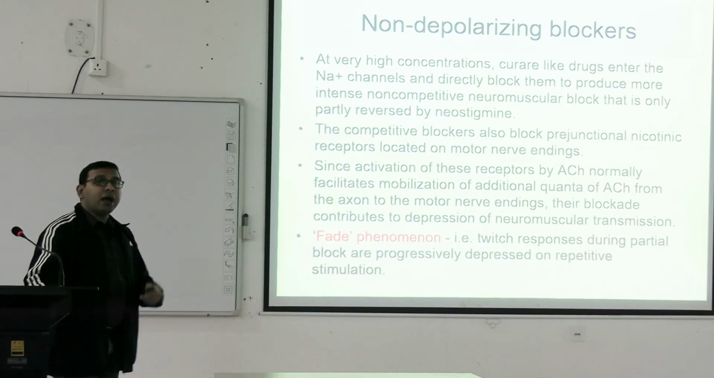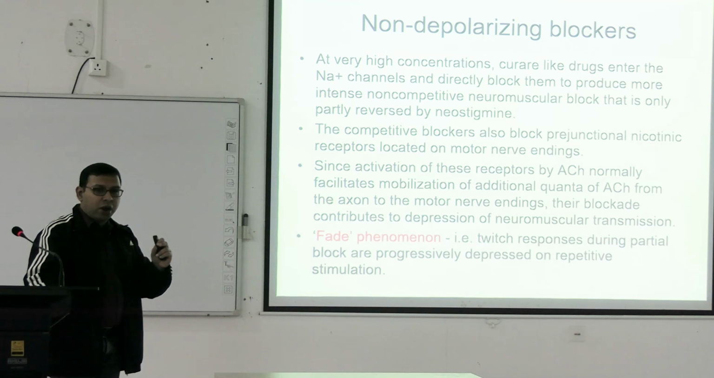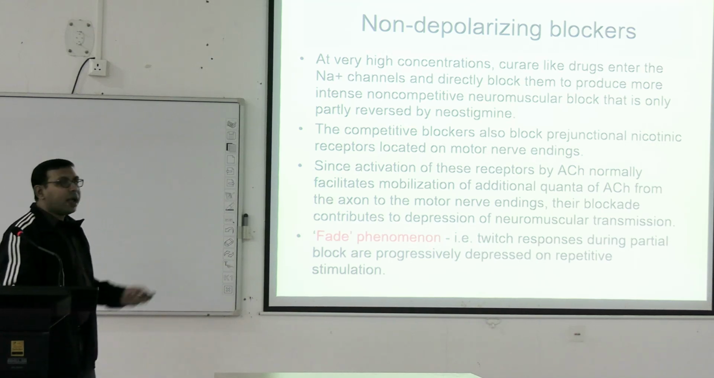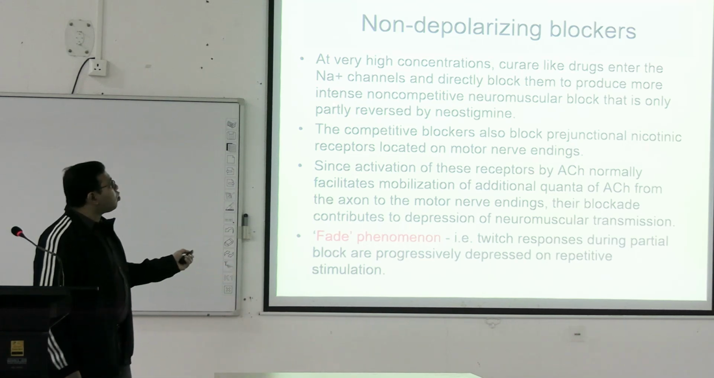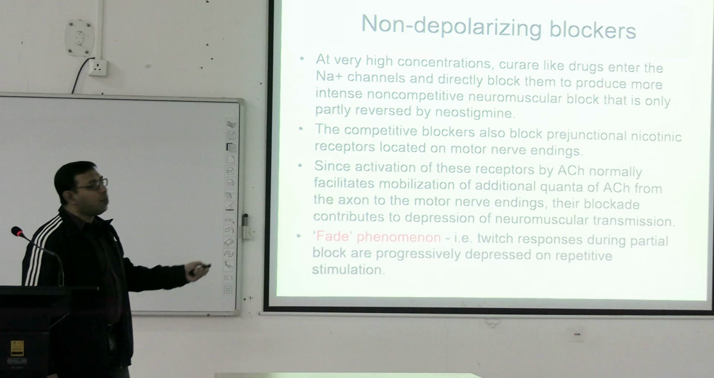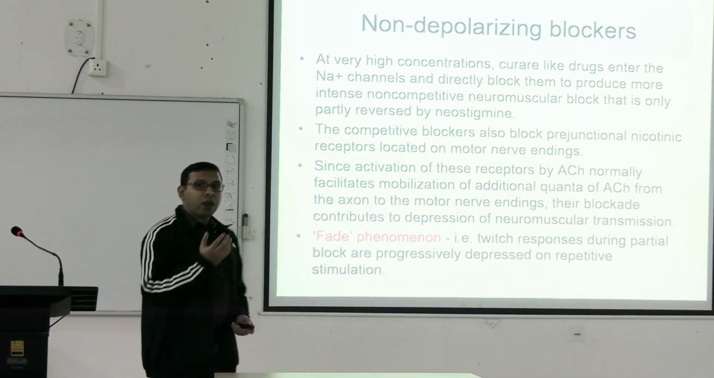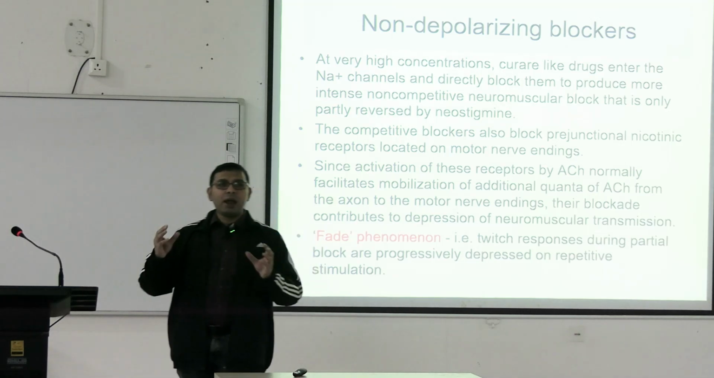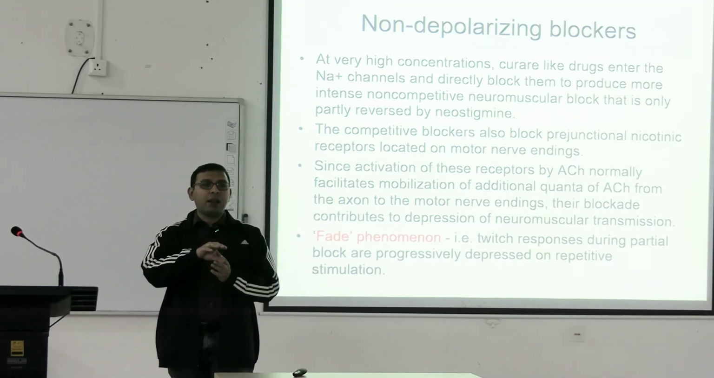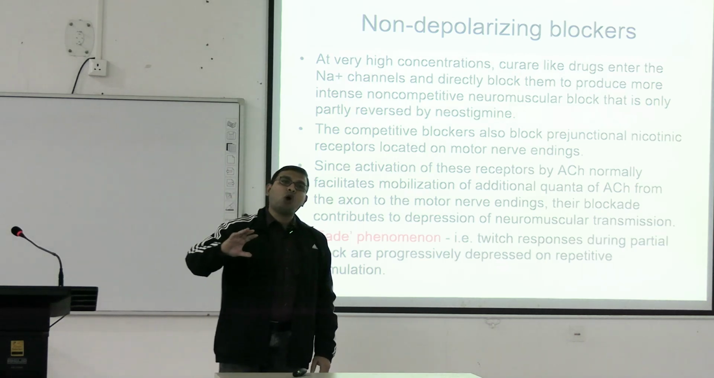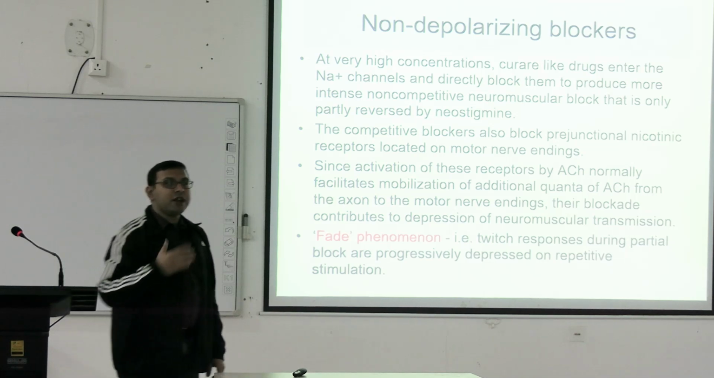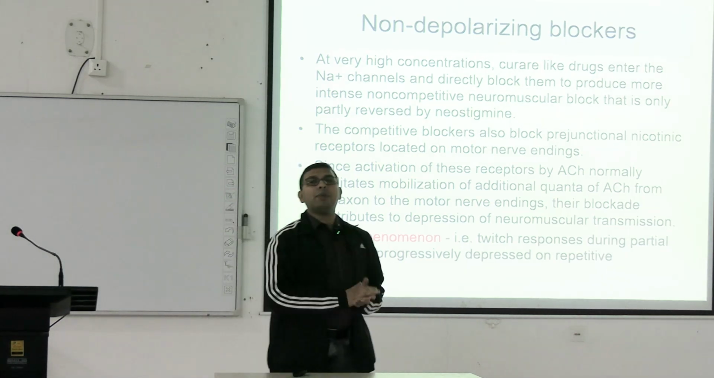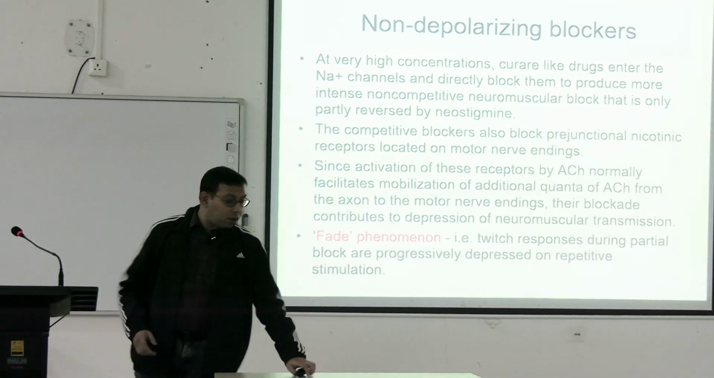Now what happens at very high concentration, when we use these curare drugs in very high concentration? They can directly enter the sodium channel and directly block it to produce a more intense, non-competitive neuromuscular block that is only partly reversed by neostigmine. That means at very high concentration the drug itself enters the sodium channel and blocks it, causing a non-competitive type of blockade. That cannot be surmounted by neostigmine, the anticholinesterase. This may happen.